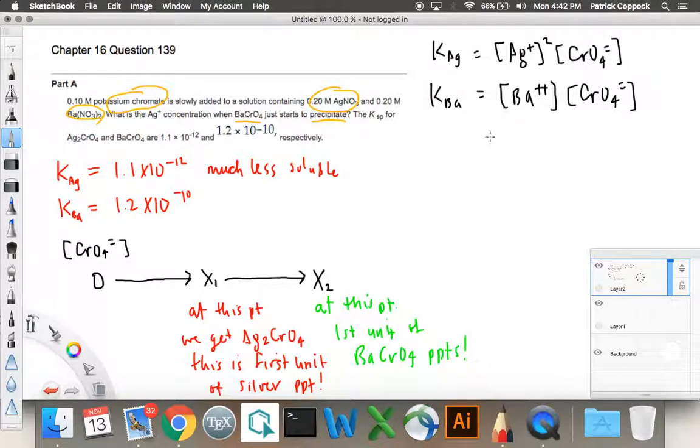That's great. All right, so we know what these two are. This is x2.